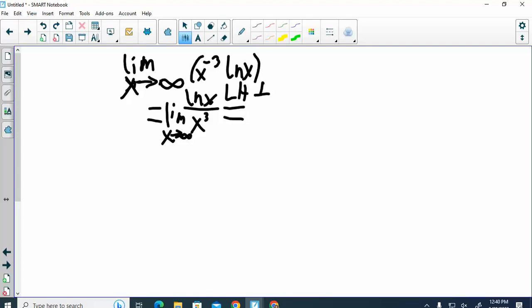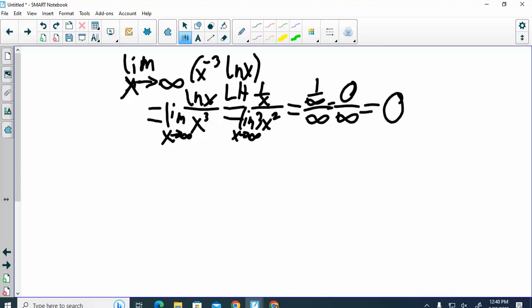It's 1 over x. Then the denominator is 3x squared. Now if you plug that in, that is 1 over infinity over infinity. So that ends up being 0 over infinity, which is just 0, right? Yeah, you could do it like that.